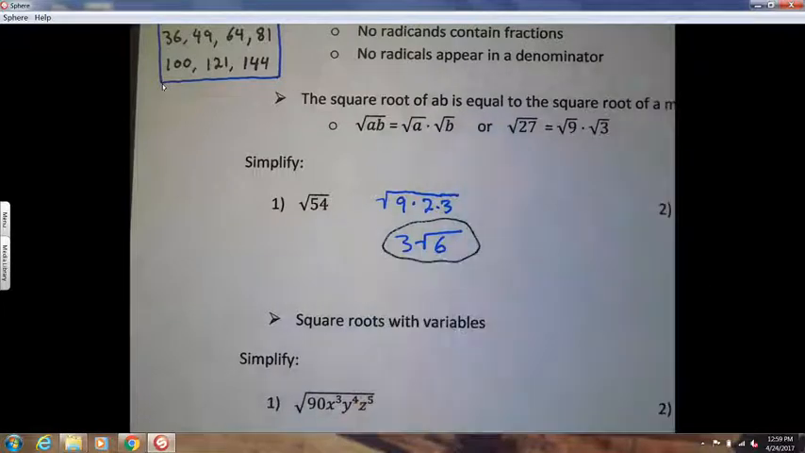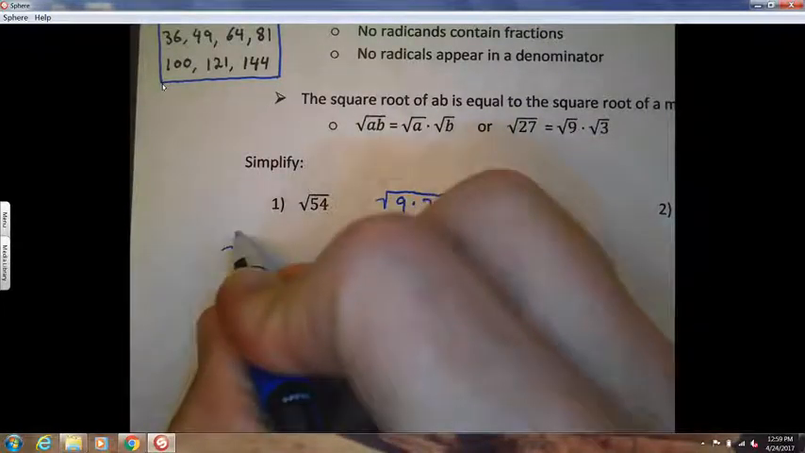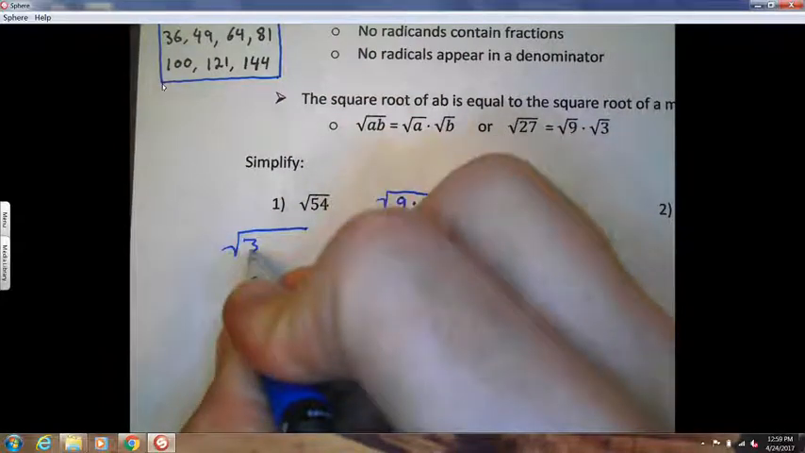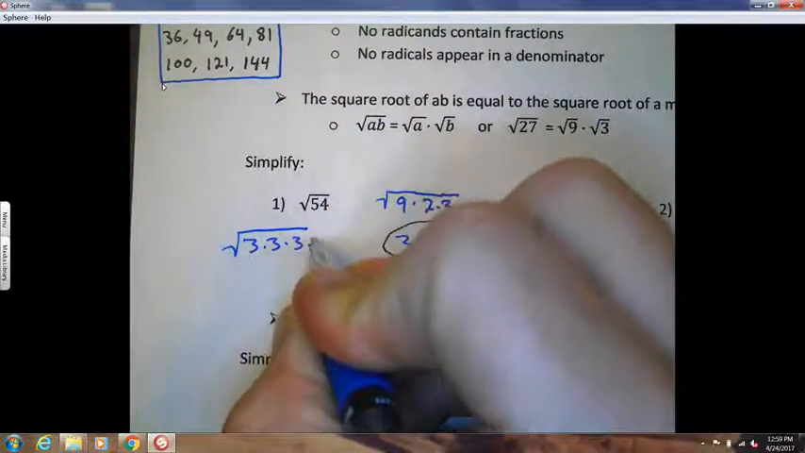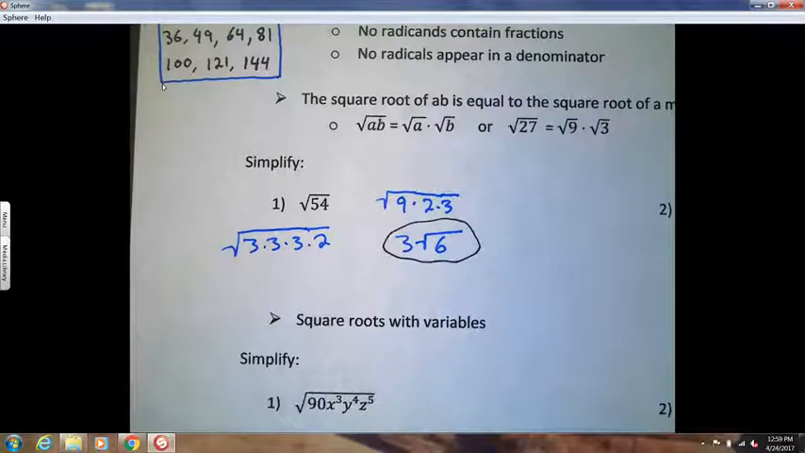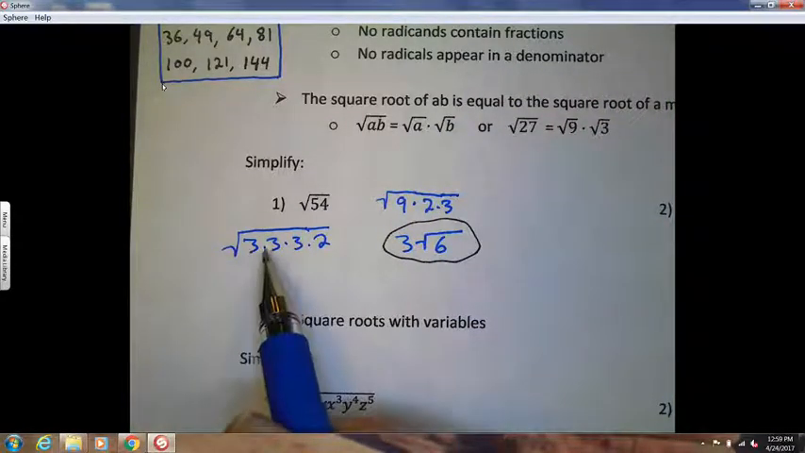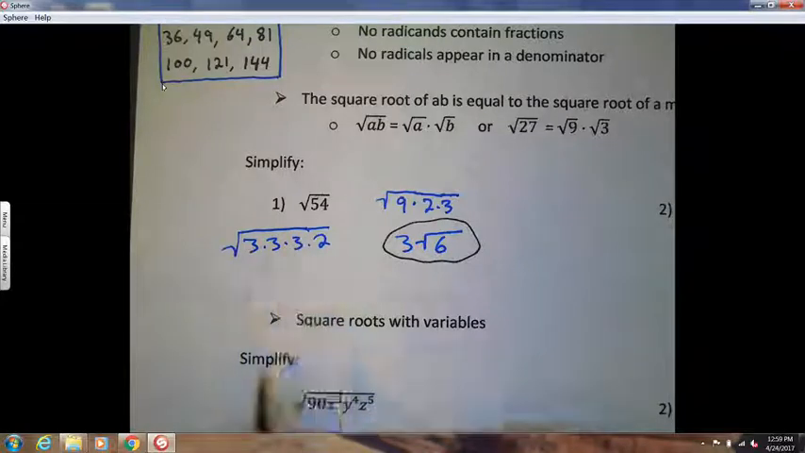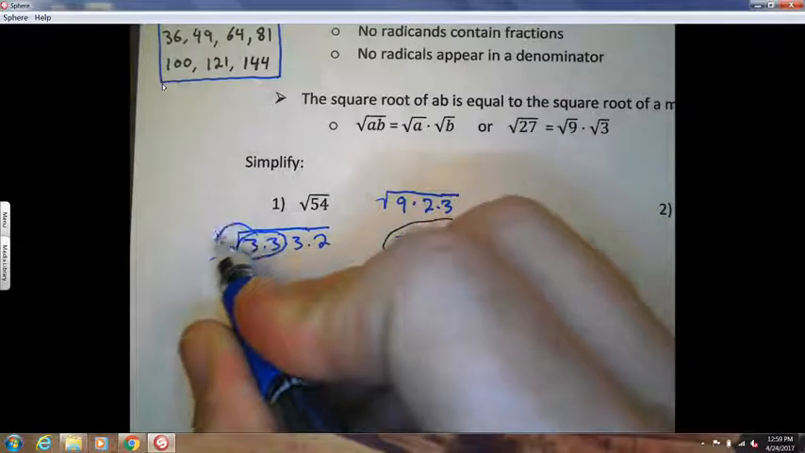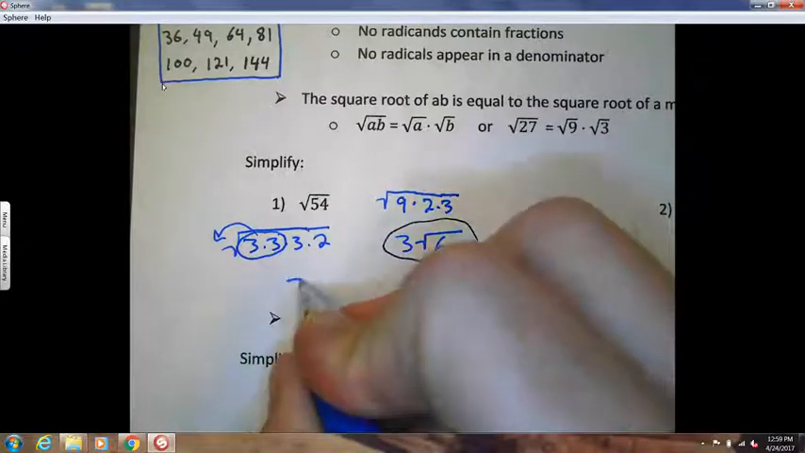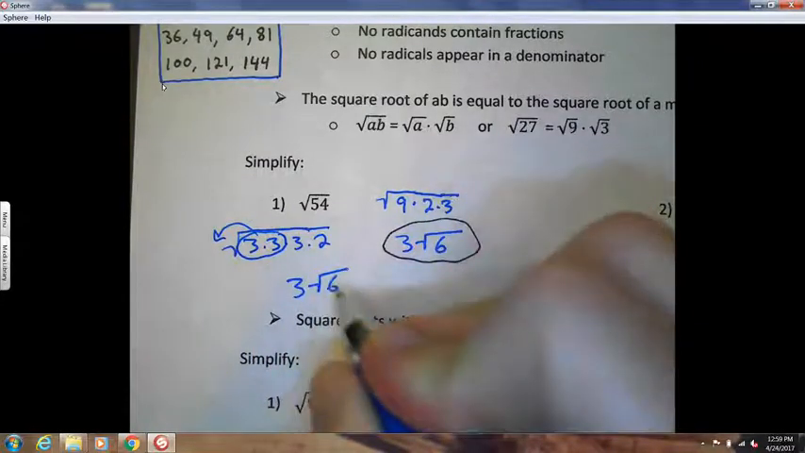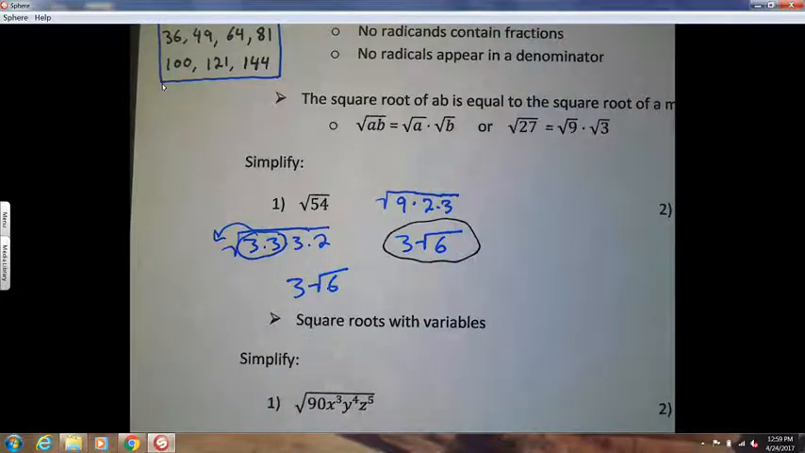Another way to do it, if you can't think of those numbers, is to completely factor it. So this is completely factored. 3 times 3 times 3 times 2. So if I look at that, any pairs of numbers will go outside. So 3 square root of 6. So either way is good. You're looking for those perfect squares or a pair of numbers.